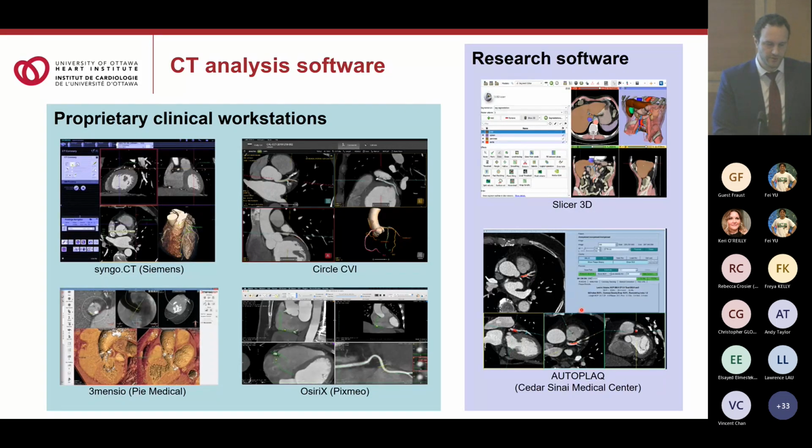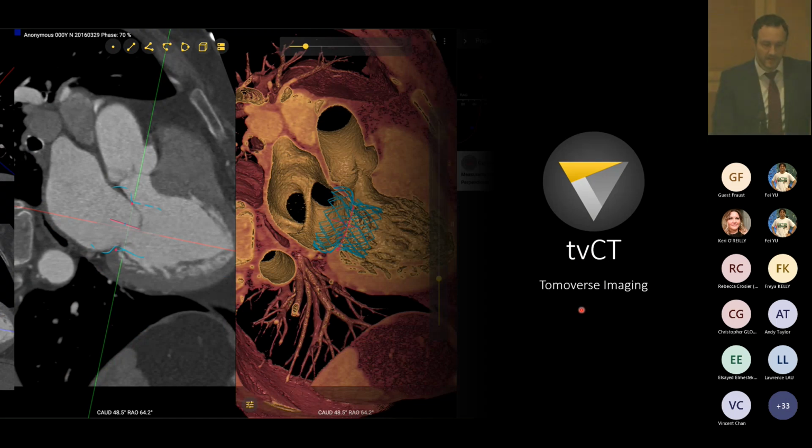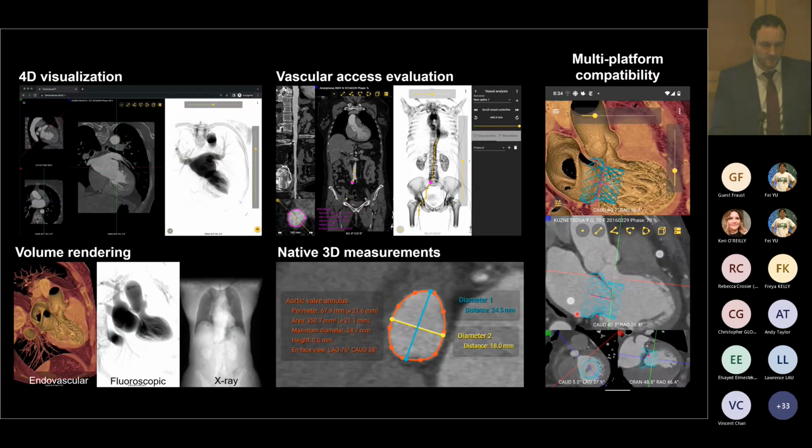They're really much more research tools, and some of them, like the Autoplaque from Cedars-Sinai, are not really available for other centers to use. So this led us to develop our own software, and we really wanted to bridge two aspects with it. We wanted to provide easy-to-use software for interventional cardiologists planning structural interventions, but we also wanted to use the platform to power AI research. So that was the vision we had for the system.